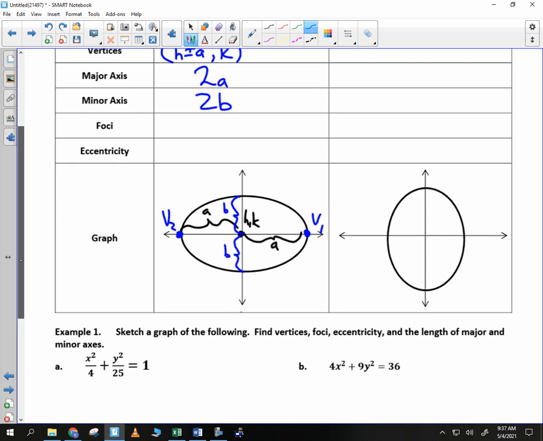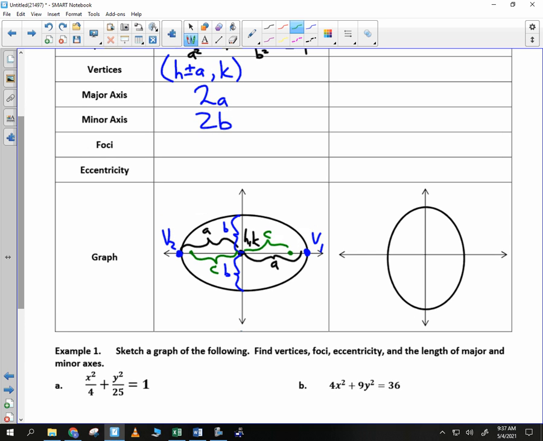What we want to do is come up with the foci. The foci are located c units from the center on the major axis. So that distance there is c, and that distance there is c as well. So from our h value, we move plus or minus c values, and then k.